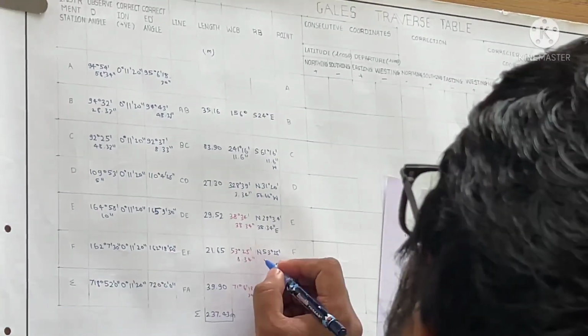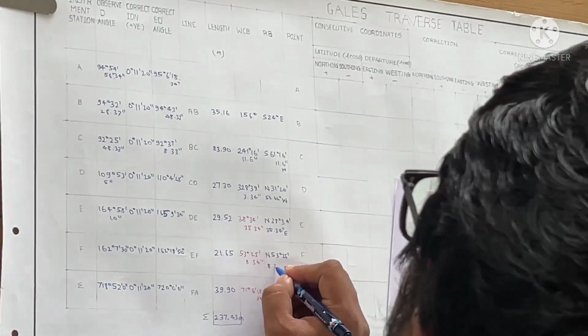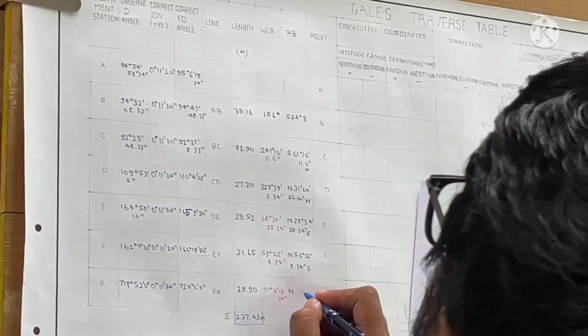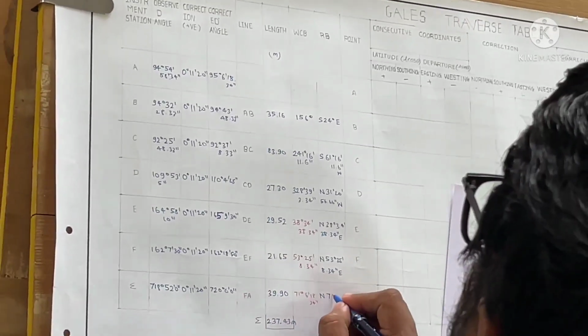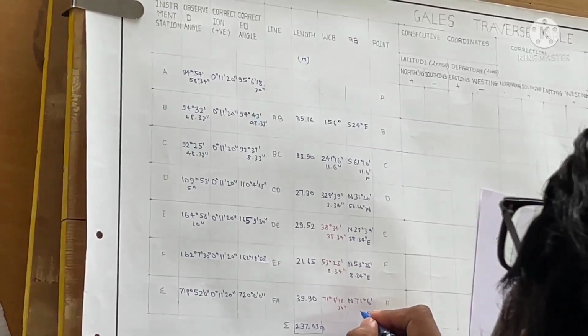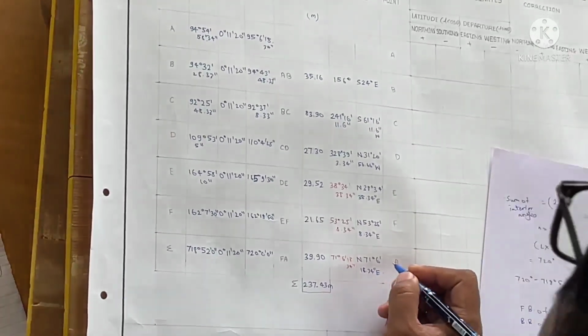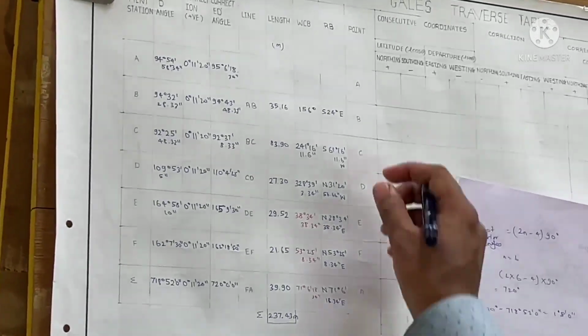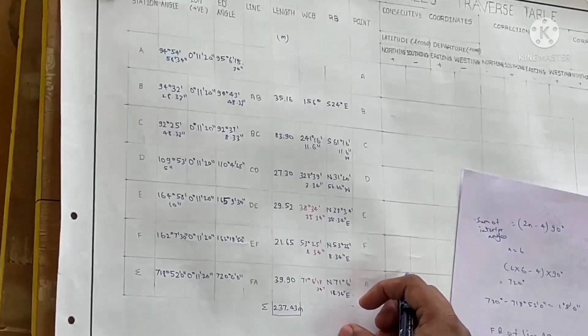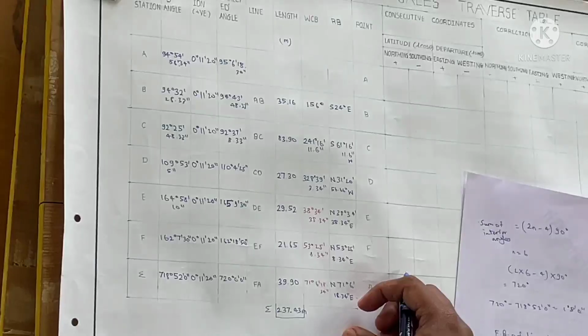Here it is 53 degrees 25 minutes 8.34 seconds, and for the line FA it is 71 degrees 6 minutes 18.34 seconds. So in this manner we are going to calculate the reduced bearing of each and every line.